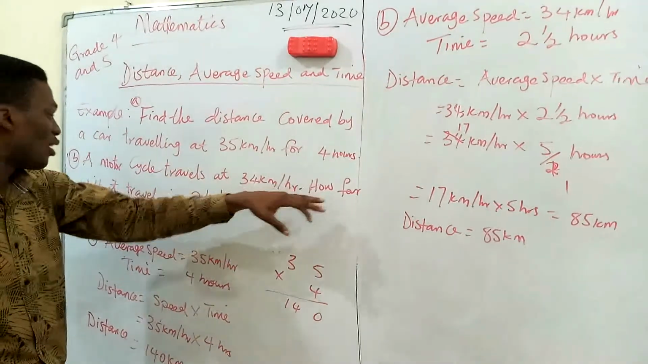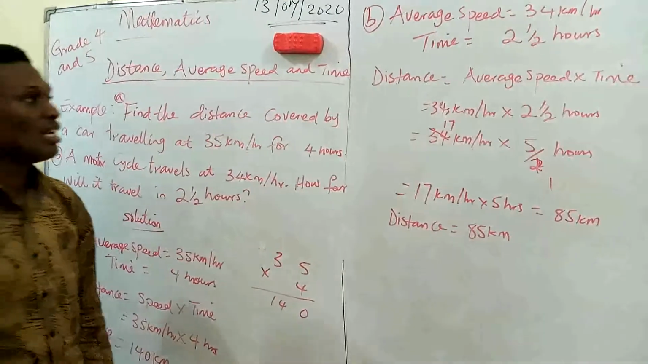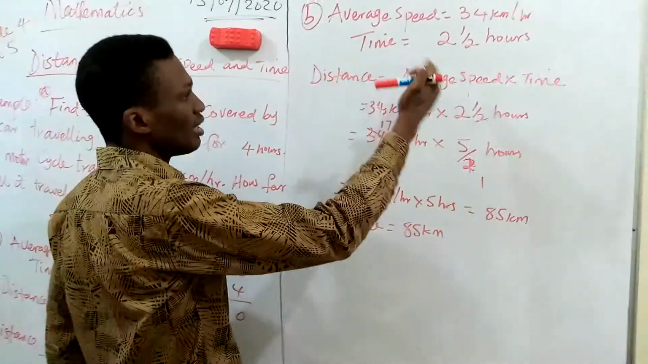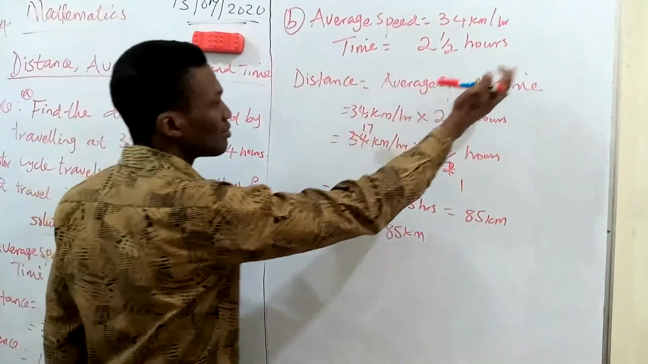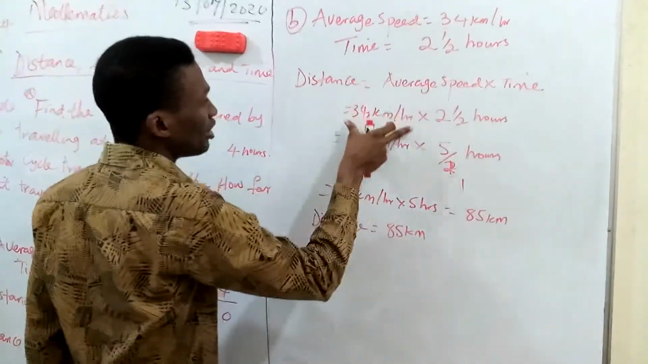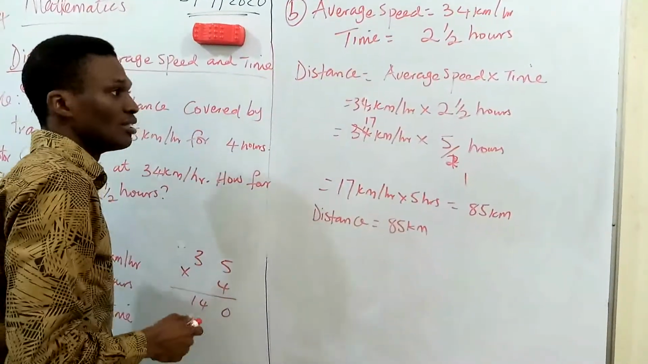How far will it travel? We are referring to the distance. We are told that distance is given as average speed times time. So we have our average speed of 34 kilometers per hour times our time of 2.5 hours. We multiply this to get our distance.